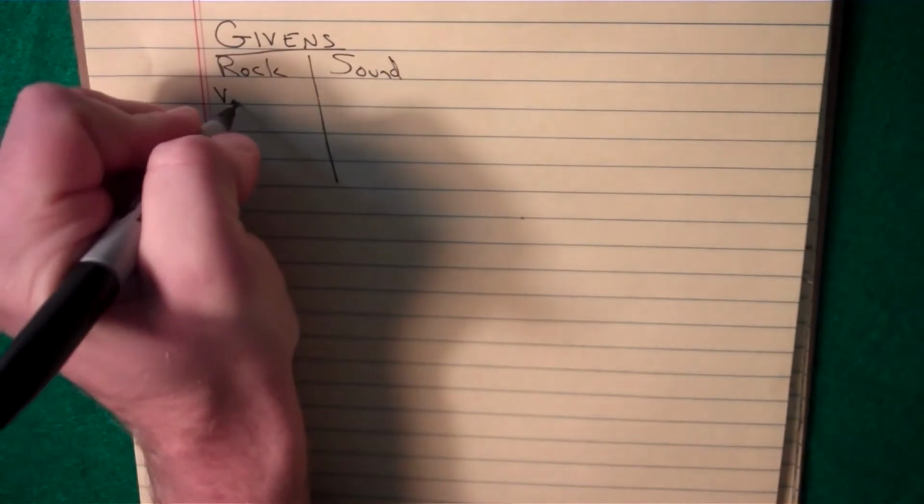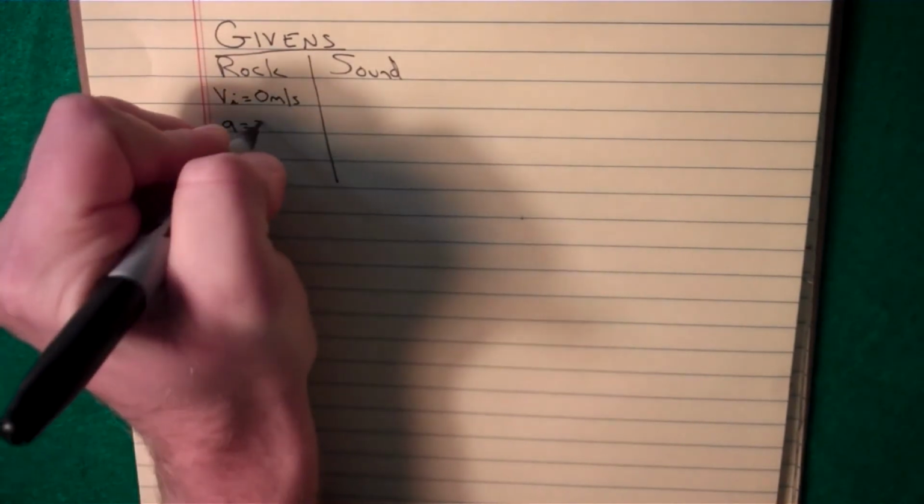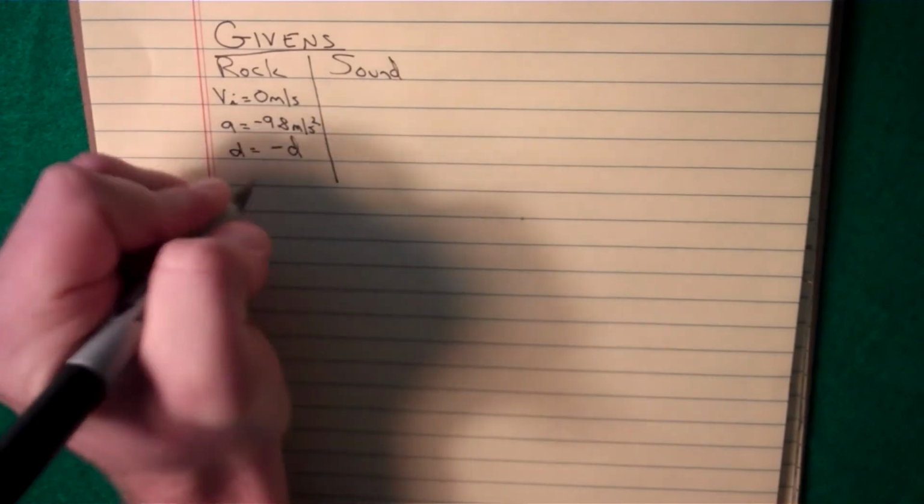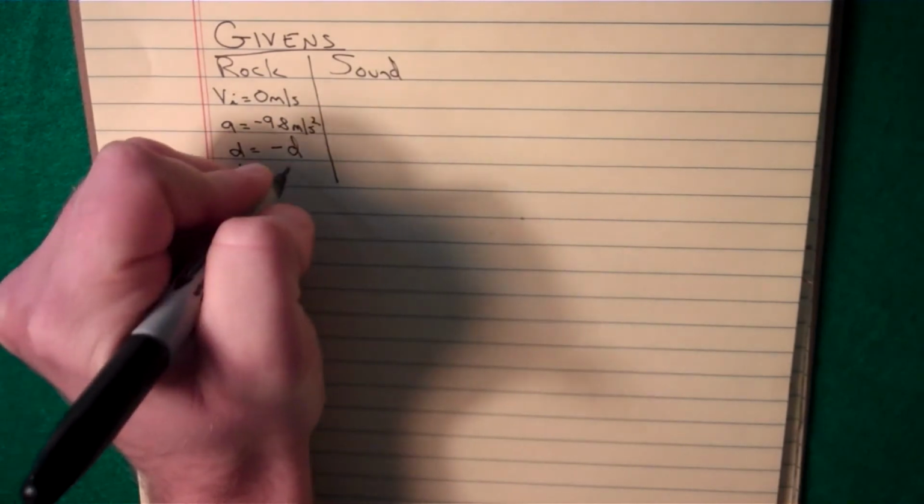The rock is dropped from rest, so the initial velocity is 0 meters per second. The acceleration of the rock is negative 9.8 meters per second squared. The displacement it moves is negative, so it's negative d since we don't know it. The time we also don't know, so t is the variable we'll use.